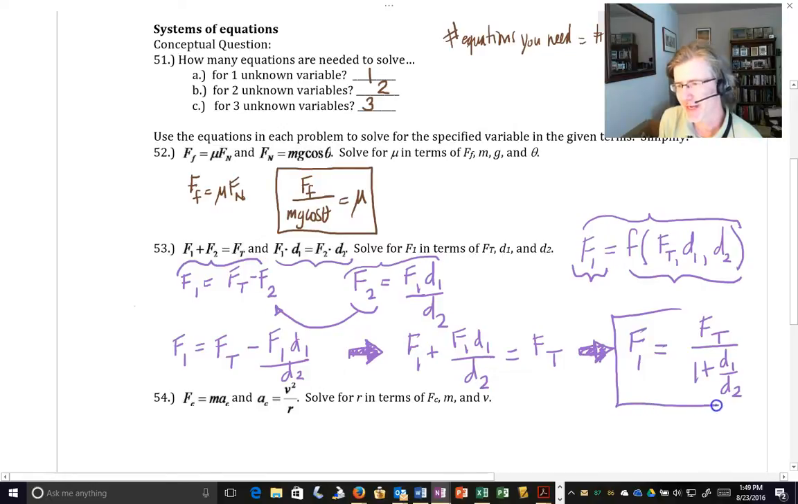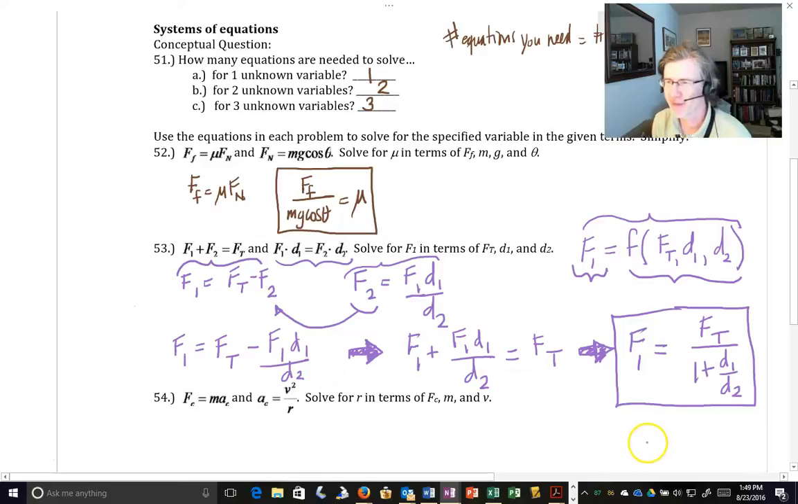You can double check. If D1 equals 0, then F1 equals Ft. So if D1 equals 0, F2 equals 0, and F1 equals Ft. That's just a quick check. It's not quite obvious how I would make F1 equal Ft, but you can go back and double check these equations here. So that was question number 53.